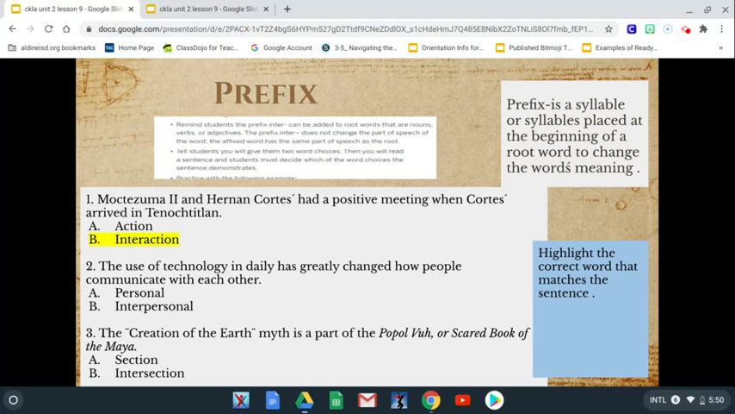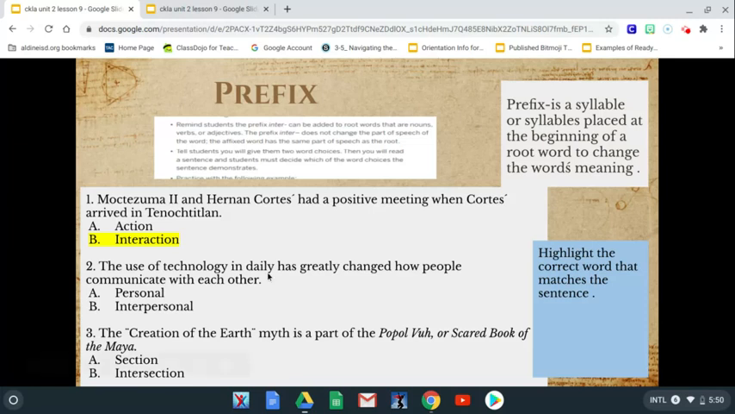So I'm going to give you two word choices, and then I want you to read the sentence, and we must decide which word choice matches the sentence that's demonstrated. For example, it said Moctezuma II and Hernan Cortez had a positive meeting when Cortez arrived in Tenochtitlan. So, do you think that is A, an action, or B, an interaction? So, the positive meeting between Cortez and Montezuma, is that an action or an interaction?